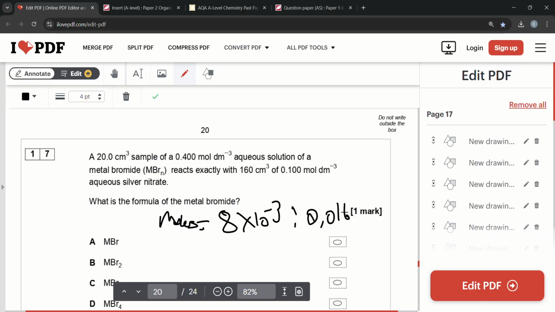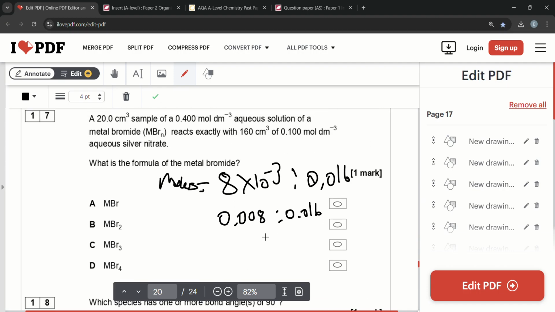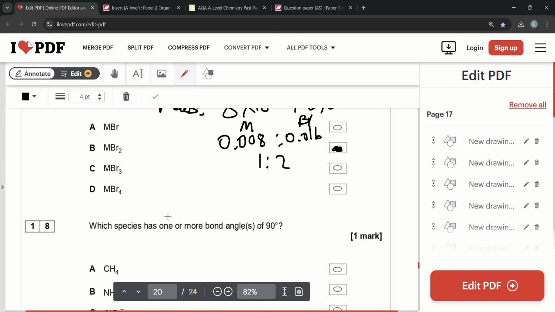And what is 8 times 10 to the power minus 3? It's 0.008. 0.008 to 0.016, that's 1 to 2. Yeah. So what is that? That's a 1 to 2 molar ratio. So therefore the answer must be B. That's the moles of M and Br. So MBr2 is the formula of the metal bromide.